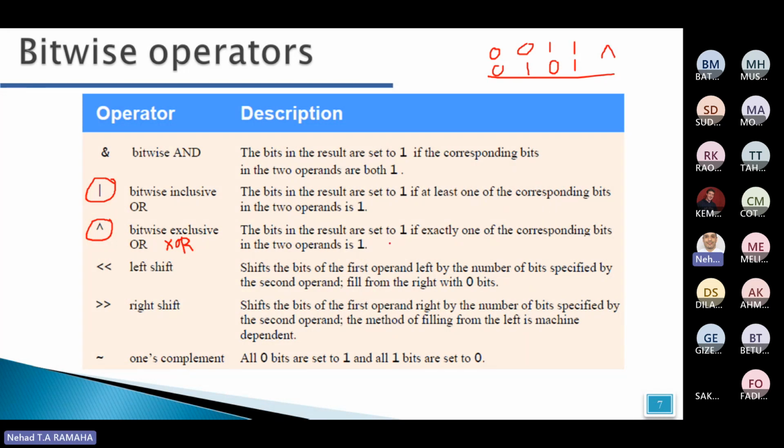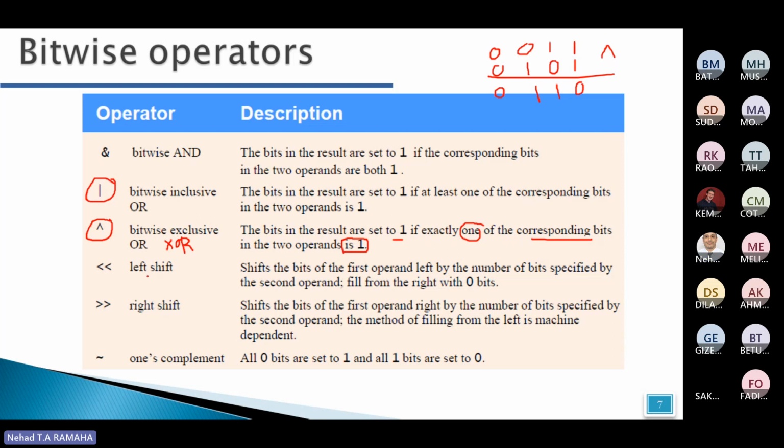Okay, so the result is set to 1 if exactly one of the corresponding bits is 1. This means the other one is 0. If both are 1 or both are 0, the result is 0. So if they are the same like this, 0. Same, 0. Different, one side is 1, other side is 0, the result will be 1. Okay.